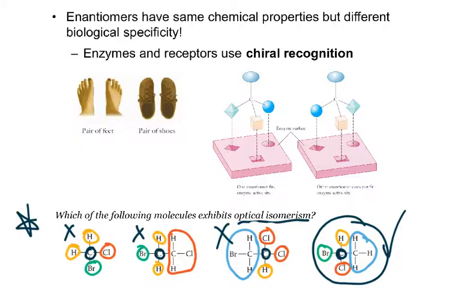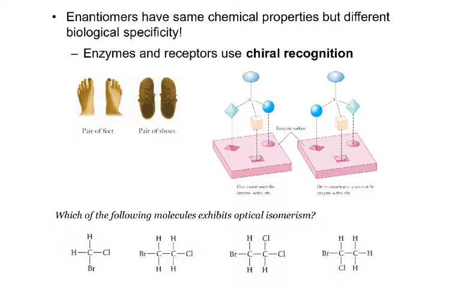Okay, so there might be a couple questions in the homework that just ask you to identify whether a carbon is chiral. Is it actually bonded to 4 different things? Okay, so the reason that we said that chirality, that handedness, is important is in biological systems.